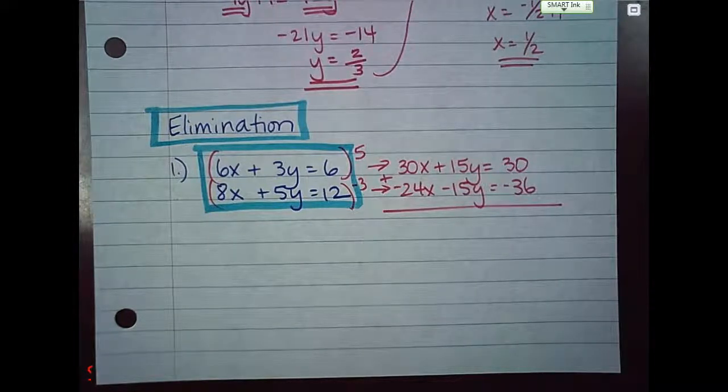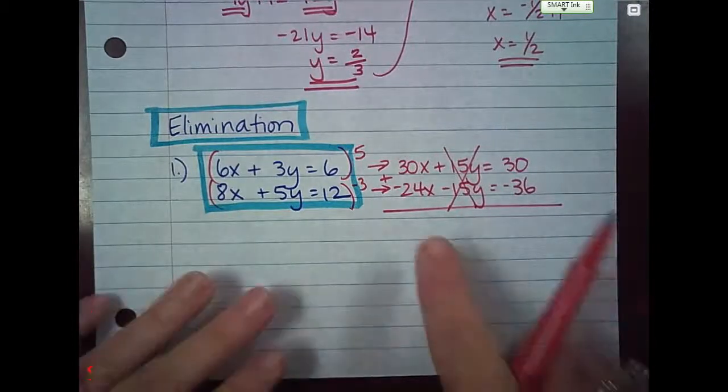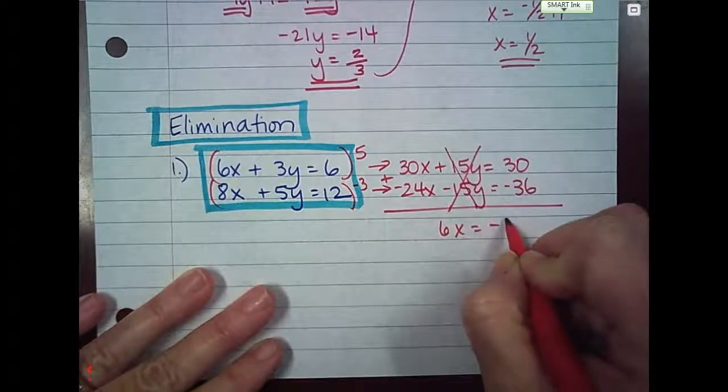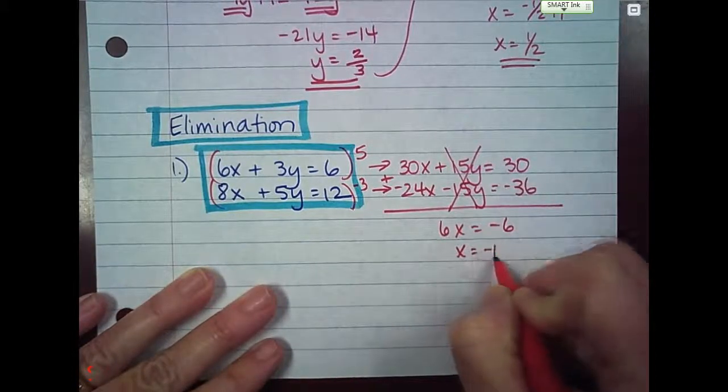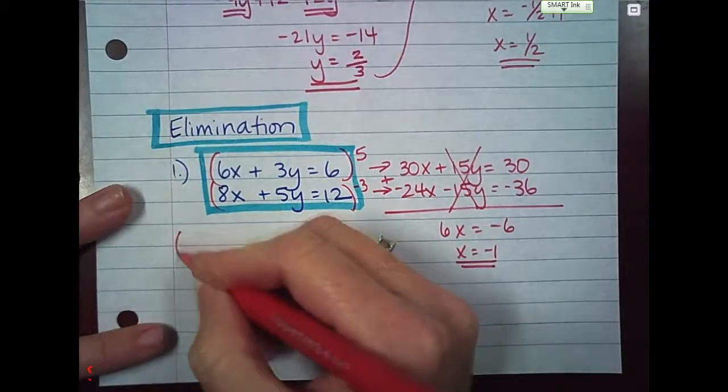What do you notice about the y's? What happens to them? What's 15 plus negative 15? They cancel. They're gone. I eliminated them. So now you end up with 6x equaling negative 6. So x is negative 1. Here's half my answer.